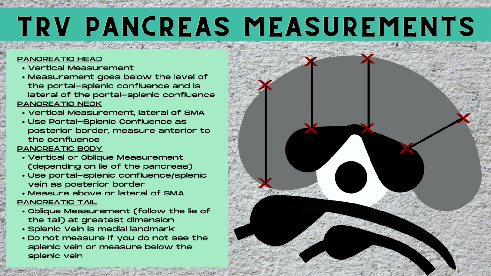The pancreatic tail measurement is always going to be an oblique measurement, and you want to follow the lie of the tail at the greatest dimension. The splenic vein is going to be the landmark. Most importantly, do not measure if you do not see the splenic vein, or measure below the level of the splenic vein, as this will artificially enlarge the measurement of the pancreatic tail.